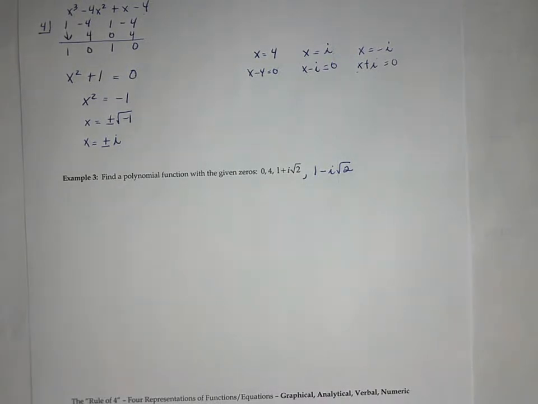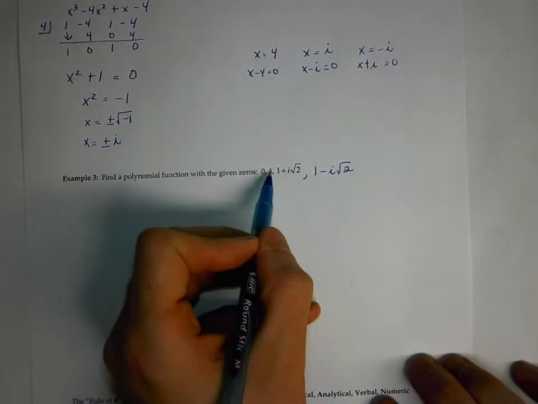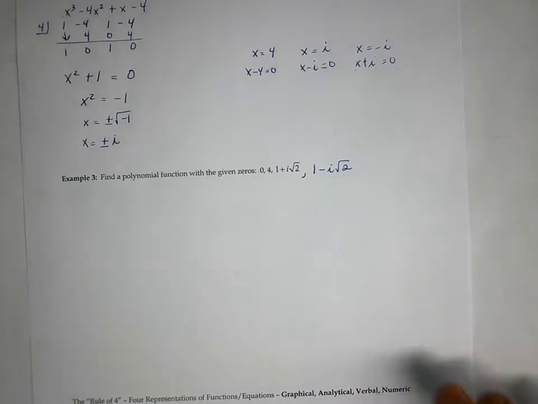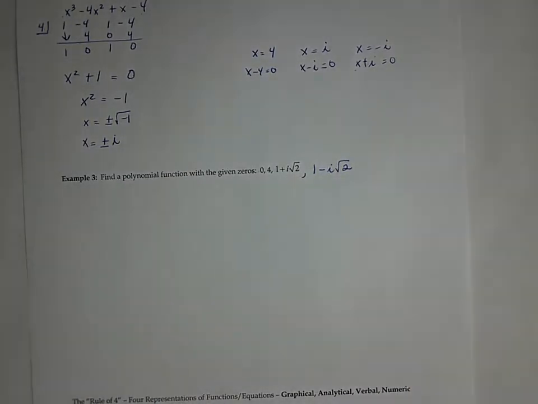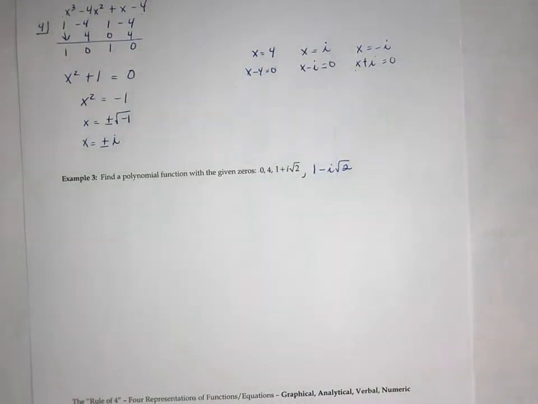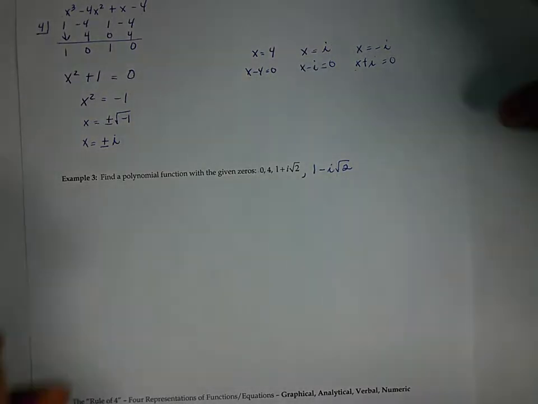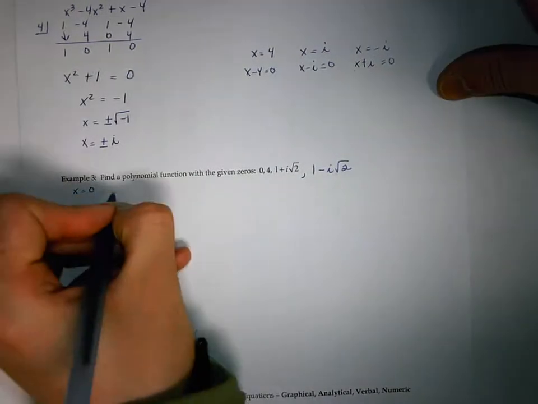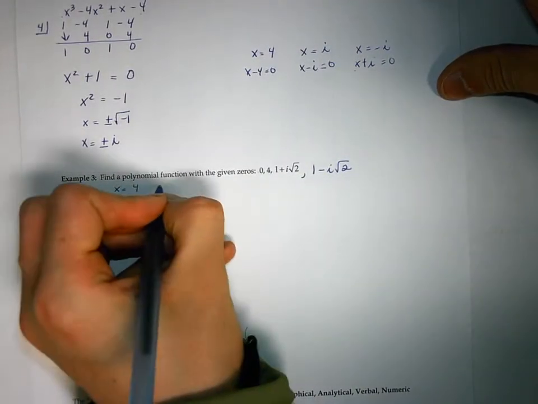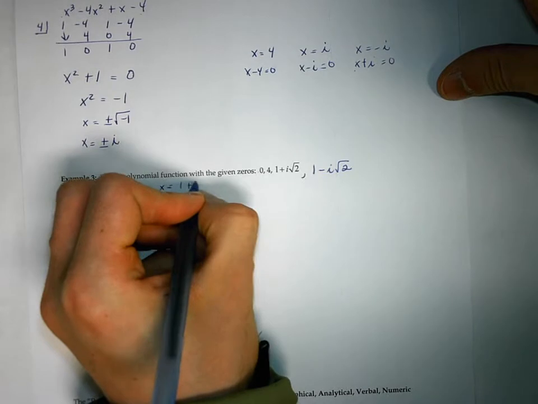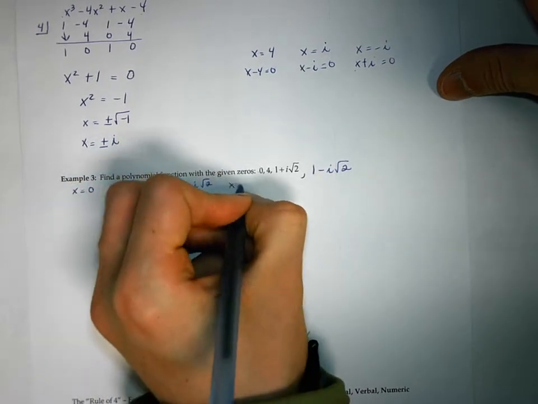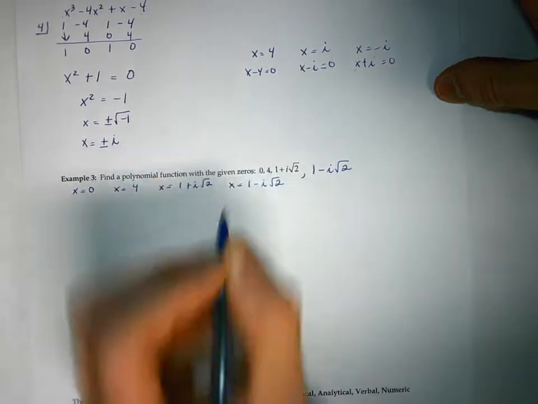So when I see that, I see 4 different zeros right here: 1, 2, 3, 4. Which means this is going to be an x to the 4th when I'm done with it. So now that I've got these zeros, I need to convert them to factors so that I can FOIL everything out and do all my algebra. So remember, when we convert zeros to factors: x equals 0, x equals 4, x equals 1 plus i square root of 2, and x equals 1 minus i square root of 2.